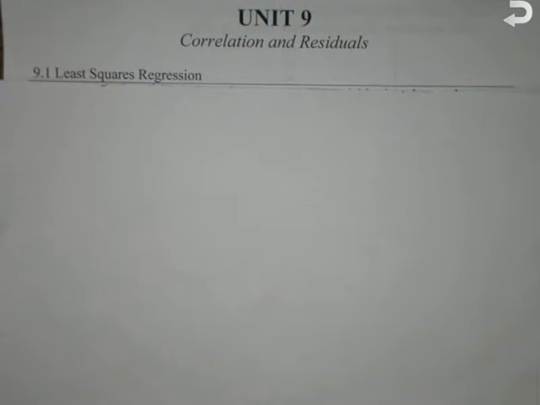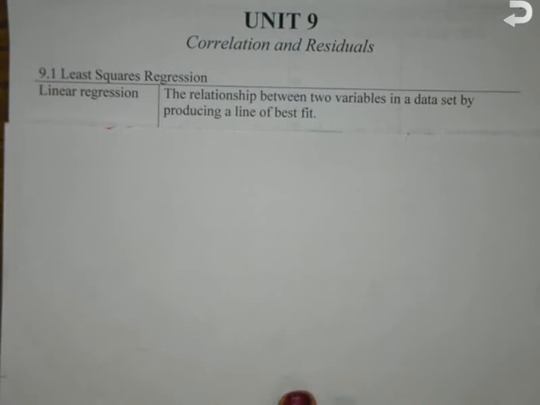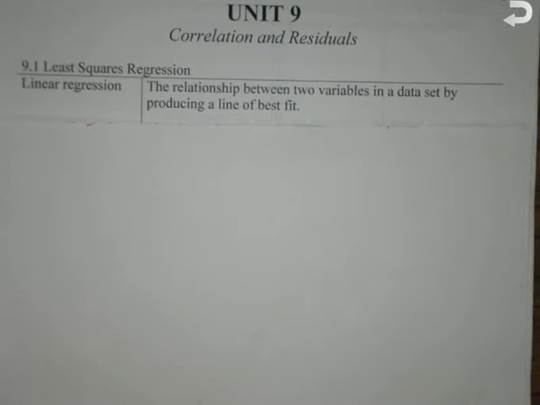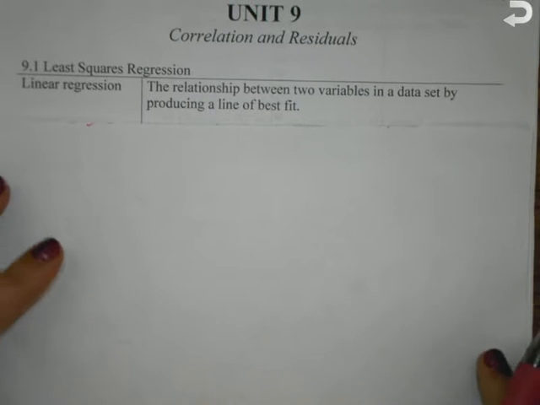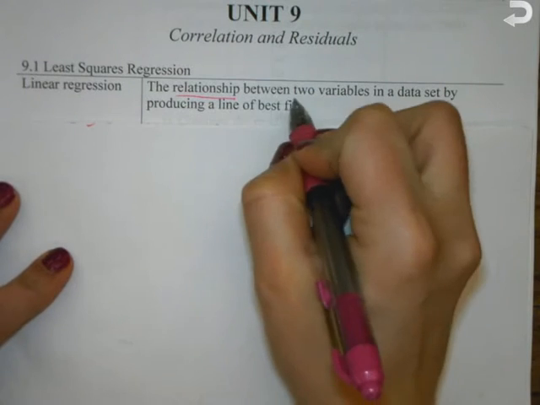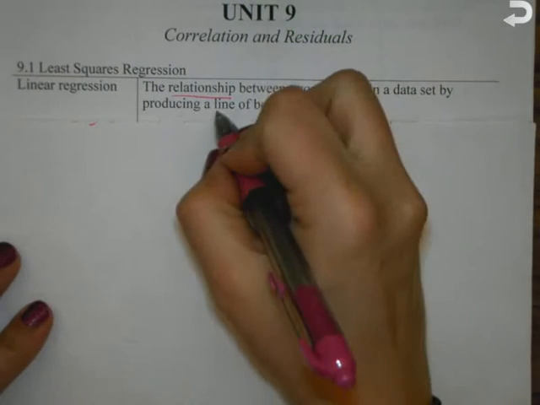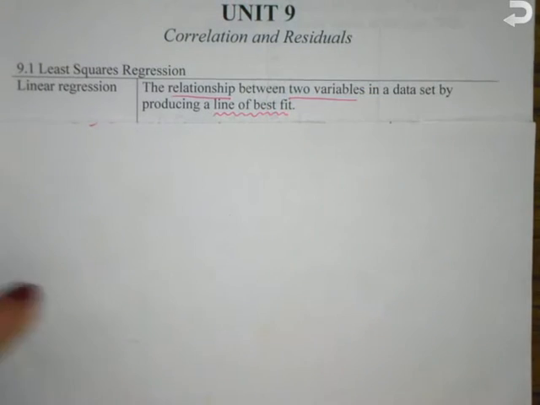So today we're going to be looking at what we call least squares regression. So let's write a definition first. What is linear regression? That's kind of a new concept for us. Linear regression is the relationship between two variables, so just two variables we're going to be dealing with, in a data set by producing what we call a line of best fit.